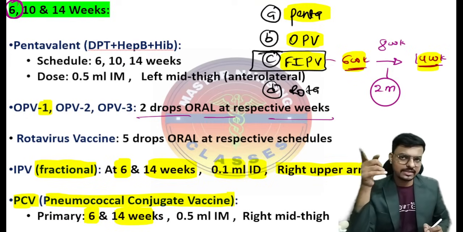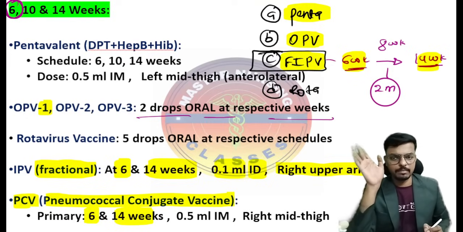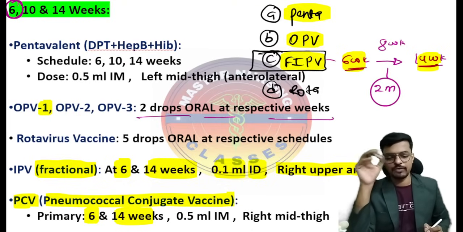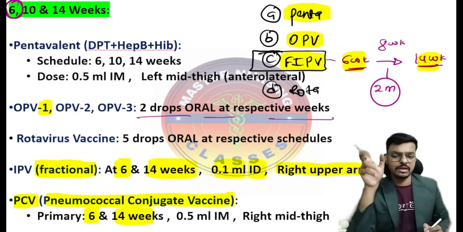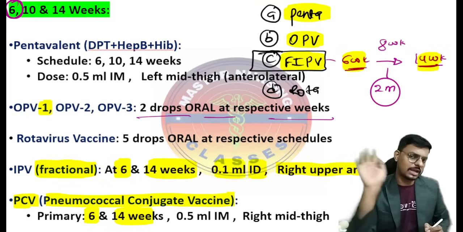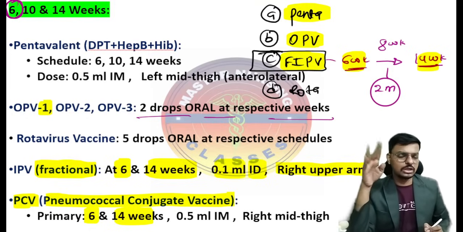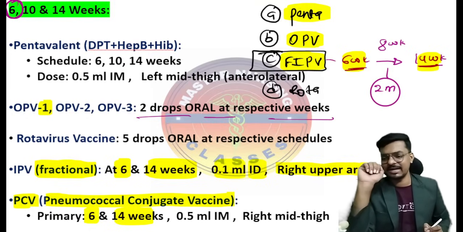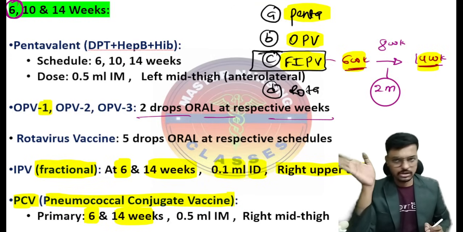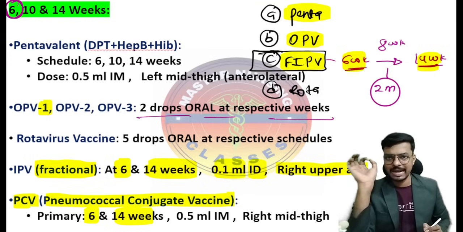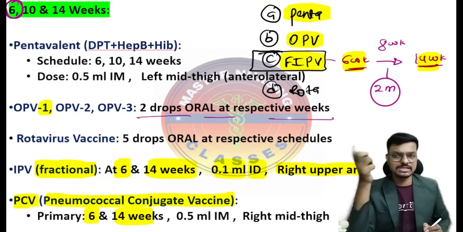So that is at 9 months after birth. Do remember the fractional IPV third dose was also added. The first dose at the 6th week, second dose at the 14th week, third dose at 9 months. Please remember in which mission it was added: the intensified Mission Indradhanush 5.0. So the third dose of the fractional IPV was added in our national immunization schedule, at the 9th month.